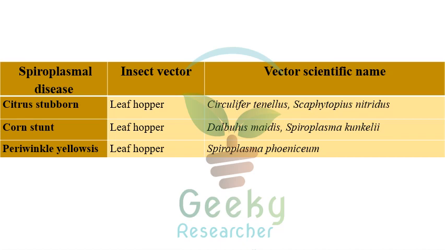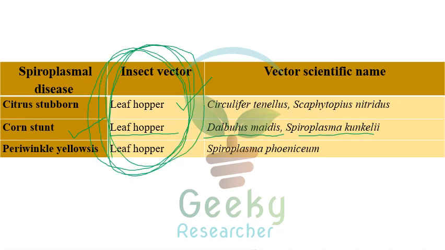Actually, here I mentioned a few spiroplasmal diseases, but the first reported spiroplasmal disease is corn stunt, which is transmitted by leafhopper, Dalbulus maidis, or Spiroplasma kunkelii. Citrus stubborn is transmitted by leafhopper. As I told you, most of the phytoplasmal and spiroplasmal diseases are transmitted by leafhopper insect vectors. Citrus stubborn is transmitted by the leafhopper Circulifer tenellus or Scaphytopius nitridus, and corn stunt by Dalbulus maidis. The next one is periwinkle disease, also transmitted by leafhopper, Spiroplasma phoeniceum. So these are the important spiroplasmal diseases and their insect vectors.